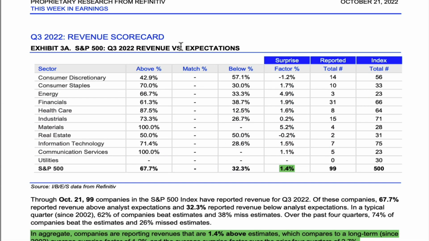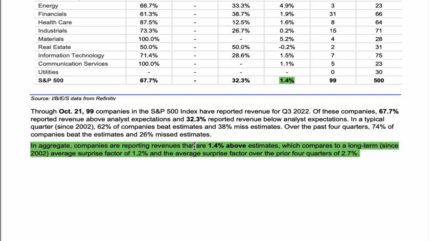This is revenue versus expectations. It's coming in 1.4% above expectations. In aggregate, companies are reporting revenues that are 1.4% above estimates, which compares to a long-term average surprise factor of 1.2. So pretty much in line. Over the previous 4 quarters, it was 2.7, but again, we're only 20% in, and a lot of the tech companies and staples and discretionary companies have yet to report.